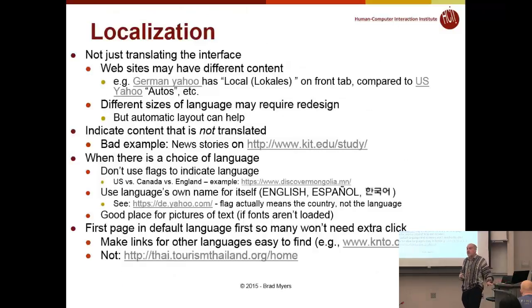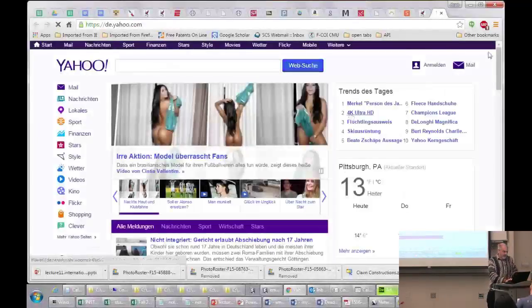So what do you have to deal with when you're localizing? So we already talked about changing the icons and avoiding using special idioms and so forth. But you also may want to change the content itself. So for example, the German Yahoo site, and they just changed this. One of the problems with this lecture is I have to spend hours every year confirming how things have changed.